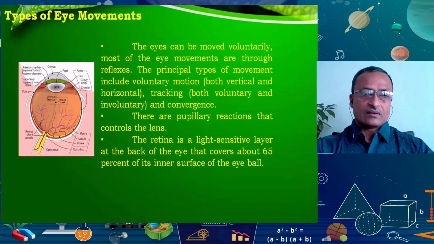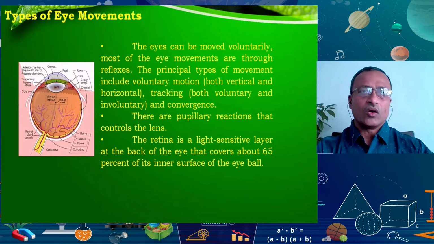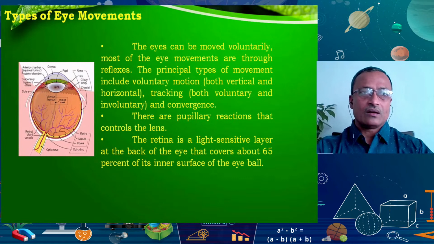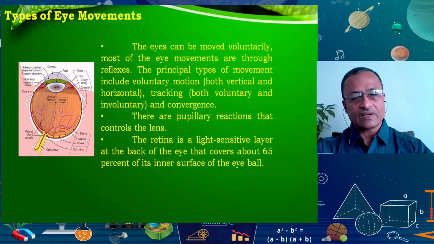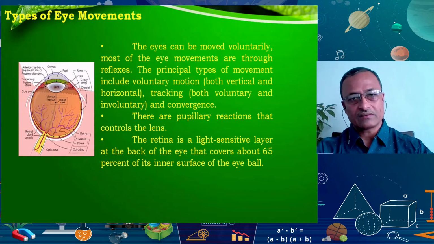So friends, when we speak of the eye as a whole in our body, it performs very complicated functions, and these functions are done with the help of muscles. The movements which the eye usually has are mostly voluntary in nature. Firstly, the principal types of movements include both vertical and horizontal tracking and certain convergence-related movements.